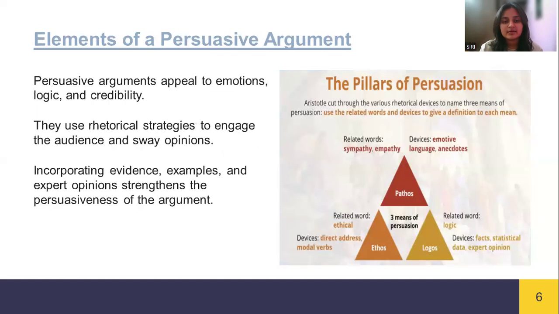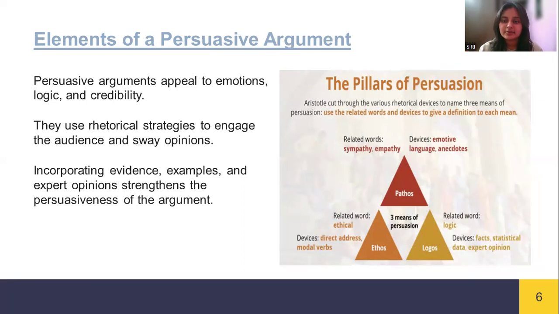Elements of a persuasive argument. Persuasive arguments appeal to emotions, logic, and credibility. They use rhetorical strategies to engage the audience and sway opinions. Incorporating evidence, examples, and expert opinions strengthens the persuasiveness of the argument.